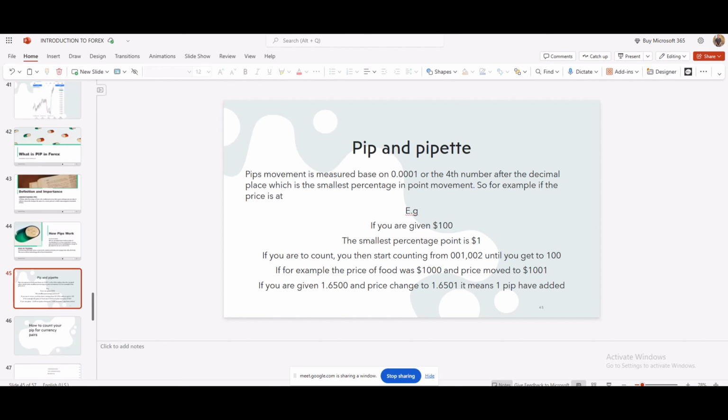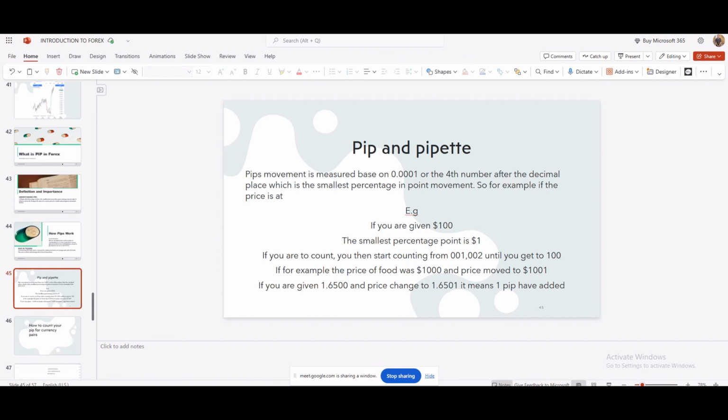So now if that $100 increased to $101, that means it has increased by 1 pip, since the smallest measurement to be able to measure this $100 that was given to you is $1. If it increased by 2, that means 2 pips have been added. That is just what a pip is. So in the market, where we have EUR/USD, GBP/USD, and all of that, the smallest movement that the market makes is what is called a pip.